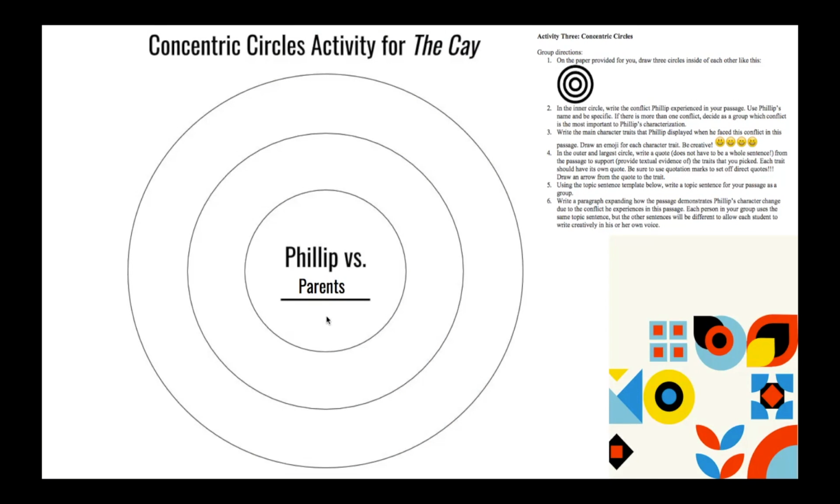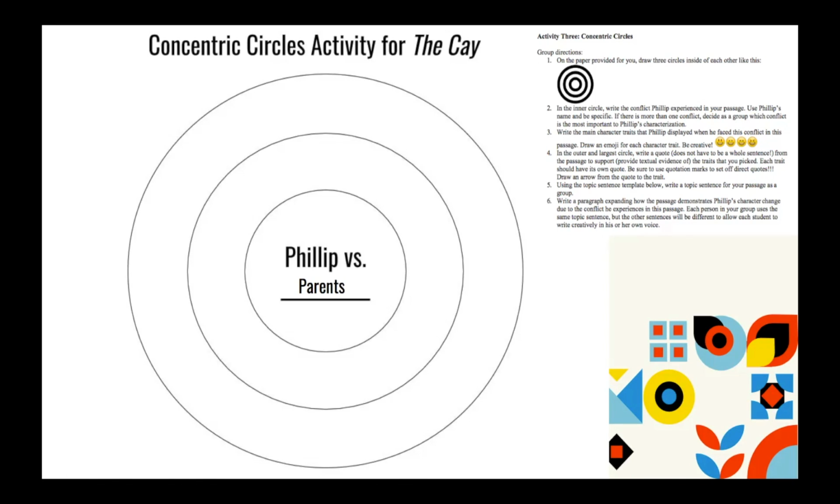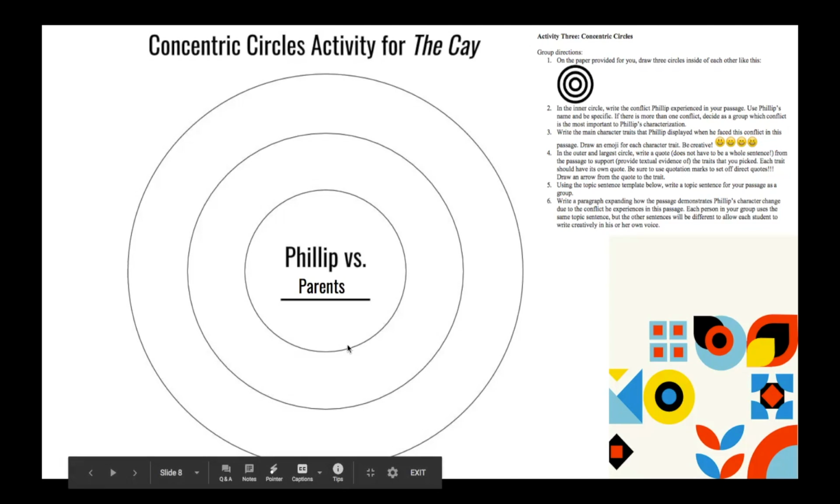Okay, so here I said that in that passage Philip was in a conflict with his parents. They both wanted him to go back to the United States, and he just really wasn't very happy with that decision. So being more specific, this was Philip versus his parents.